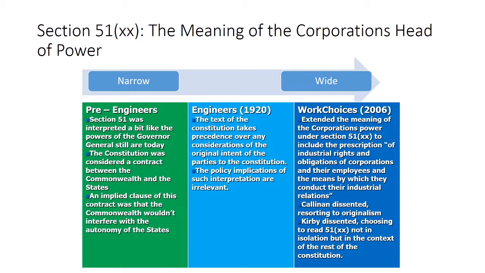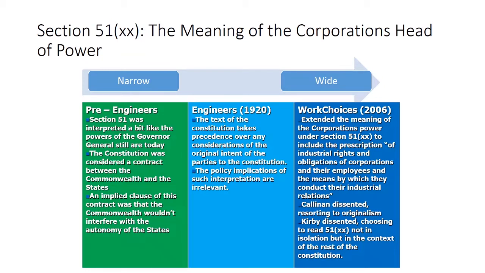So, the first big one mentioned in the syllabus is Section 51(20). This is the corporations head of power, and originally, before the Engineers case of 1920, there was a doctrine called the Doctrine of Implied Immunities and Instrumentalities, and in plain English, this really was just an approach towards Section 51 which treated pre-existing state laws as immune from interference by the federal government. So if a state already had a law in that area, you could not make a federal law with the intention of overriding it or interfering with it in any way.